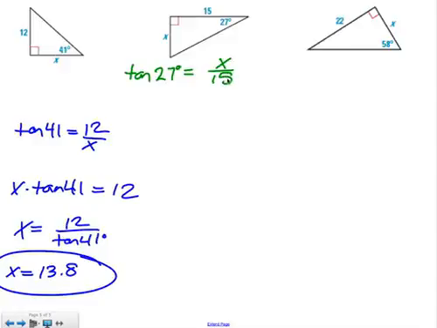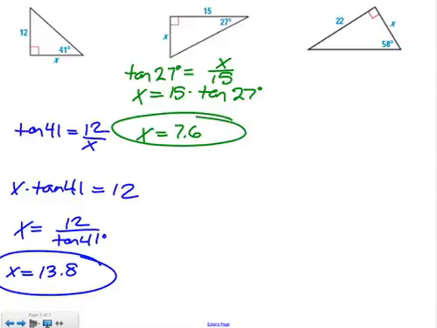That's your opposite over your adjacent. This time we'll multiply both sides by 15. We'll have 15 times the tangent of 27 degrees. We'll simply put this in our calculator. X will equal 7.6. Put a circle around it because it's done.